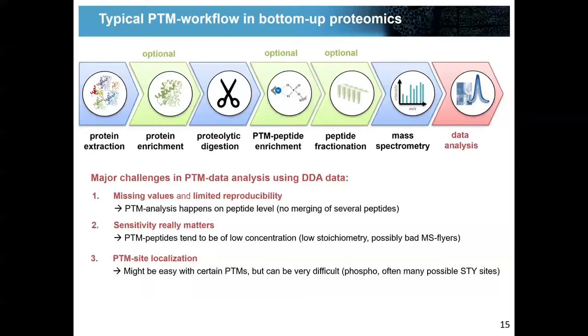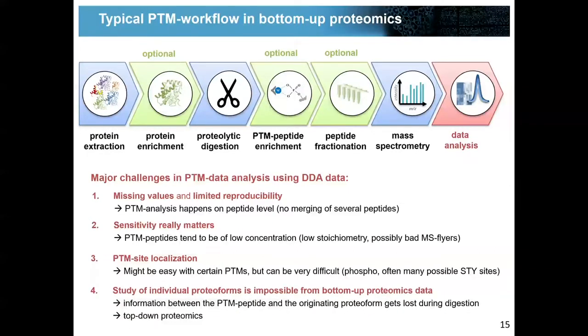And I personally also think that this issue of PTM site localization contributes to the issue of missing values that we see up here, because when the tools are not able to reproducibly localize sites over many samples and sometimes switch the sites, this leads to even more missing values and all these issues that we see above.